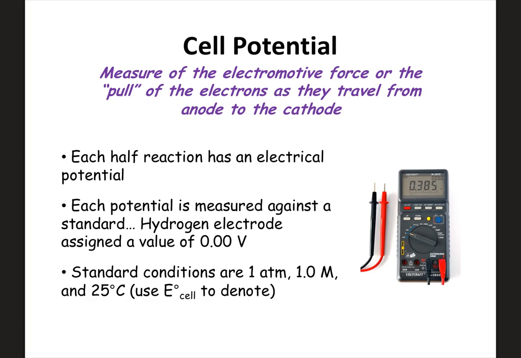So you have an electrical potential associated with your oxidation, and you'll have an electrical potential associated with your reduction. And we measure each of these potentials against what we call a standard electrode. We use hydrogen as our standard electrode here, and it's assigned a value of 0 volts. So essentially, everything is measured and compared against standard hydrogen, which has 0 volts.